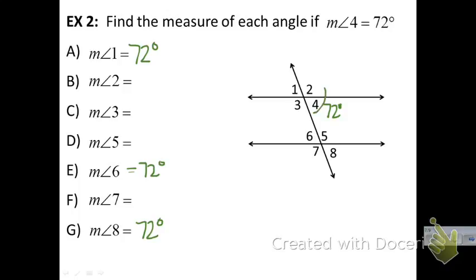We're going to look at 4 and 2. I know that they are a linear pair, so they're supplementary. So if I add 4 and 2 together, it has to equal 180 degrees. So since 4 is 72, that will make 2 108.